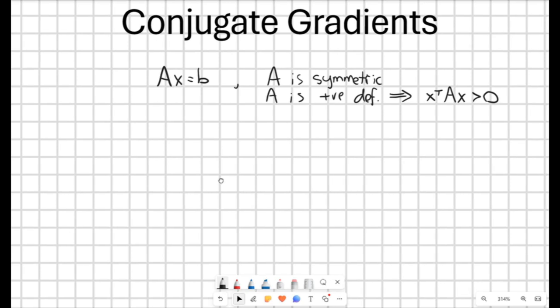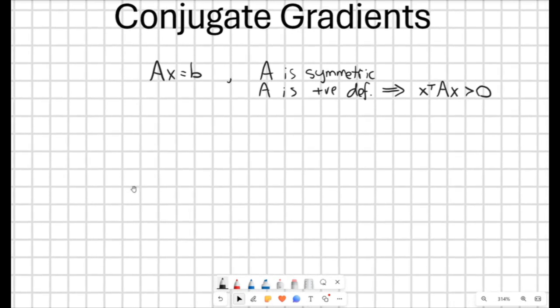What we're going to do is show that solving this is equivalent to minimizing this function that's called the quadratic form. And we're going to write that as an f of x, which is equal to, first of all, half x transposed Ax minus b transposed x plus some constant c.